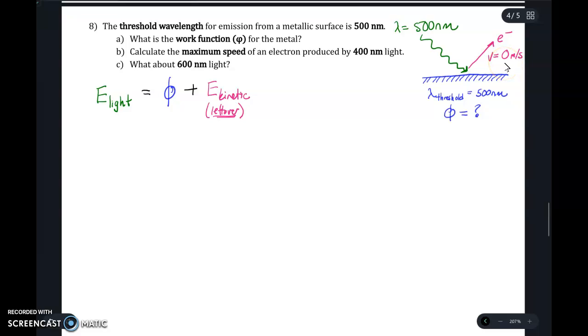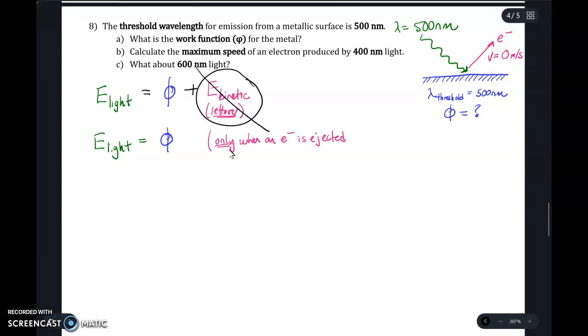So in that case, if the electron has no velocity, then we don't have any kinetic energy. There's no kinetic energy in that situation. And this equation then becomes the energy of the light is going to be equal to the work function. But we have to remember that this is only when an electron is ejected with no velocity, right? No velocity. Okay?